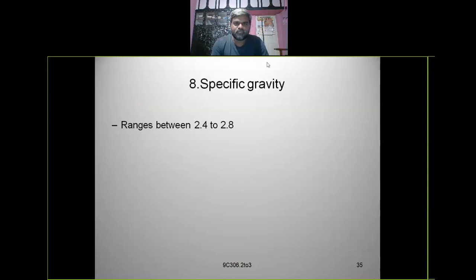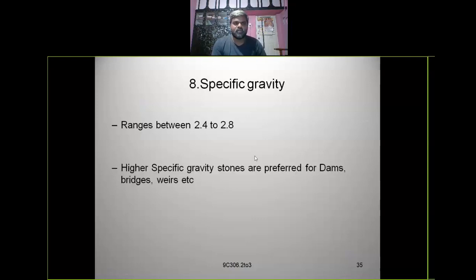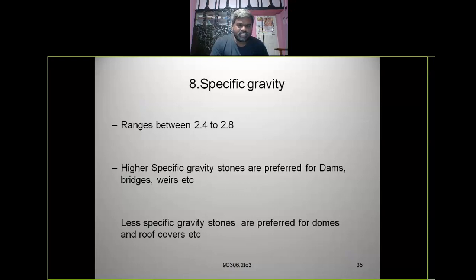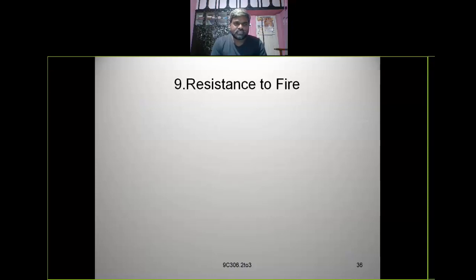So specific gravity is a basic property, and it ranges between 2.4 to 2.8. Higher specific gravity stones are preferred for dams, bridges, weirs, etc. Lower specific gravity stones are preferred for domes and roof covers.